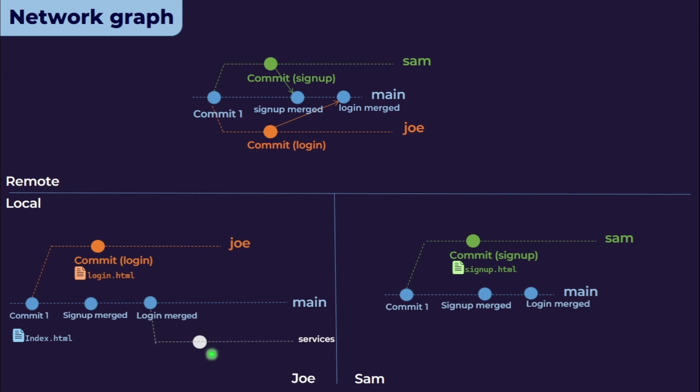And let's say he works on a feature. Let's say he wants to work on a feature called service template. So the branch name is services, and he works on a feature called service template. Then he does a commit. He's going to create a commit here called services template.